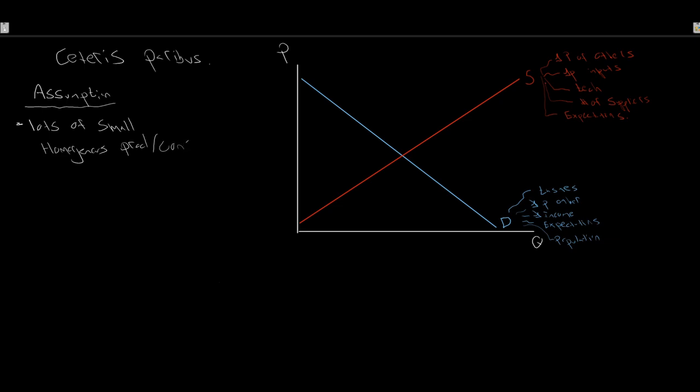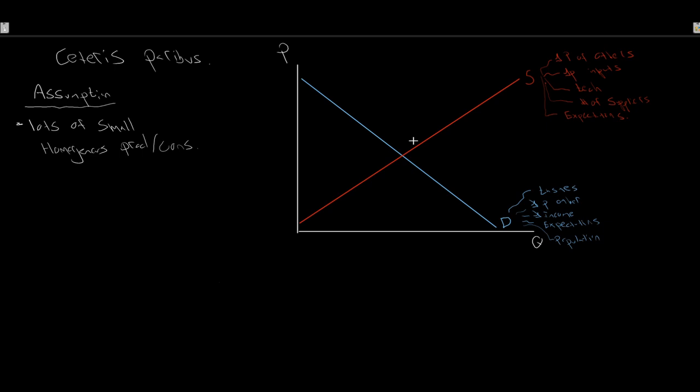So that is in the demand side, we have lots of small homogeneous people all demanding this good. So okay, lots means that there's millions of them. Small means that your demand for this good is a drop in the bucket. If you decided, just you're the only one, you changed your tastes, the market wouldn't notice that. You're too small to have any influence on the market individually.